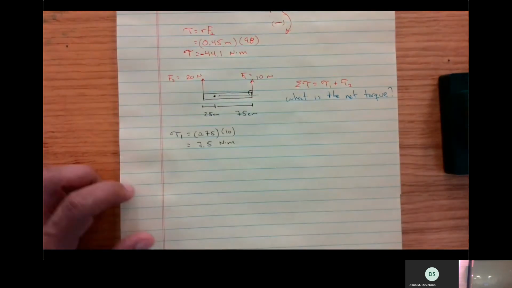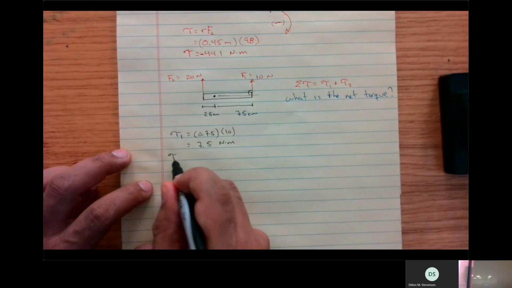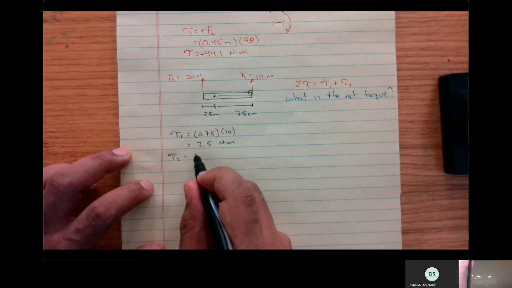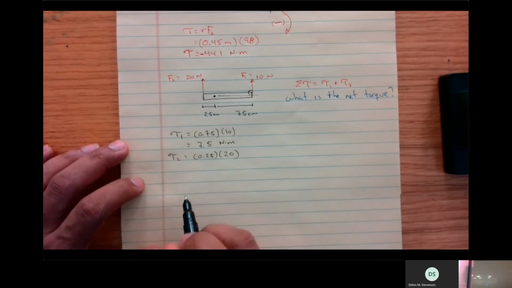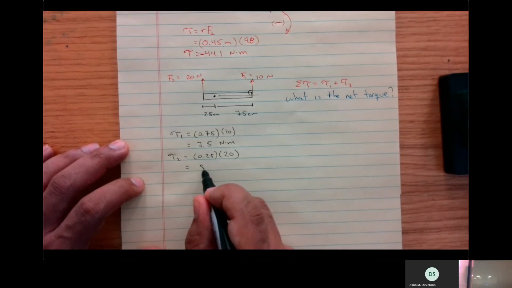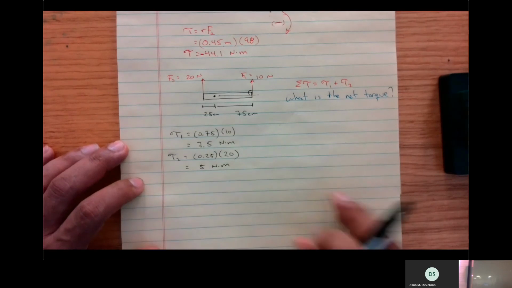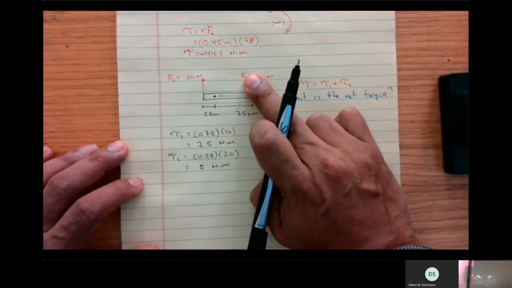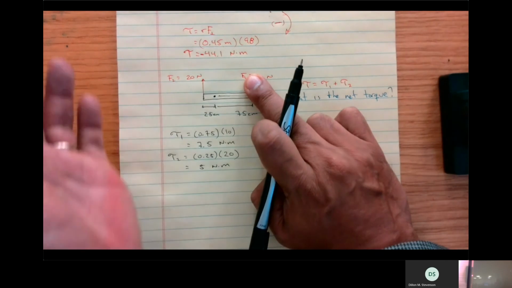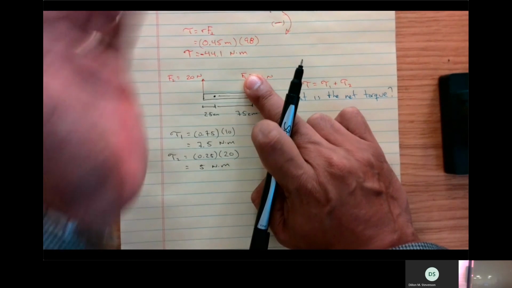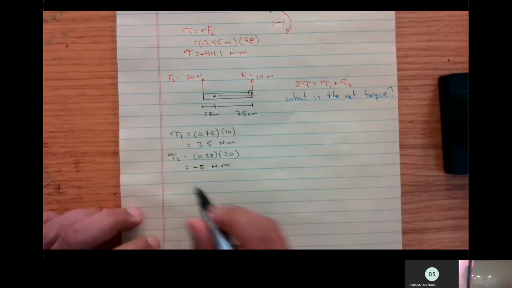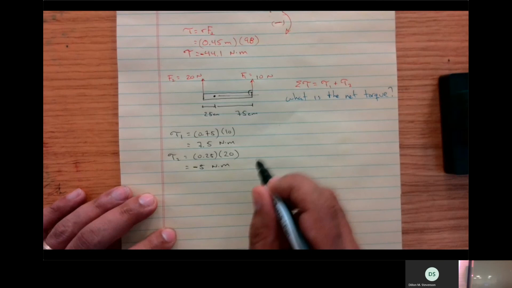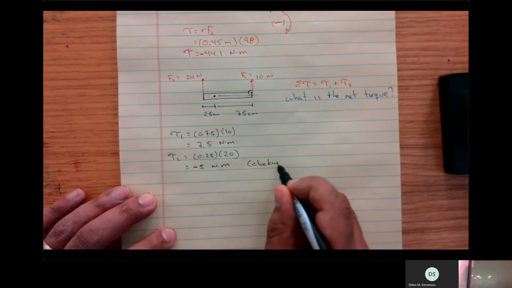Now, tau 2, we're going to have 0.25 meters times the force, which is 20. And that's going to give me 5 newton meters. Now, in this case, if I just look at that force, this force is rotating the object clockwise. So that's going to be a negative torque. So this is going to be negative 5.0 newton meters. So this is clockwise, and this is counterclockwise.